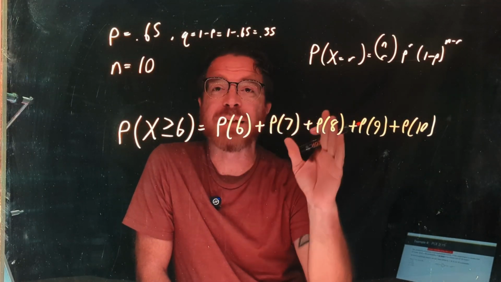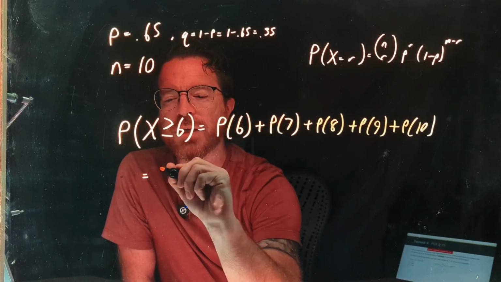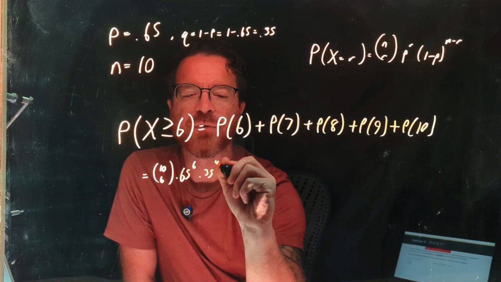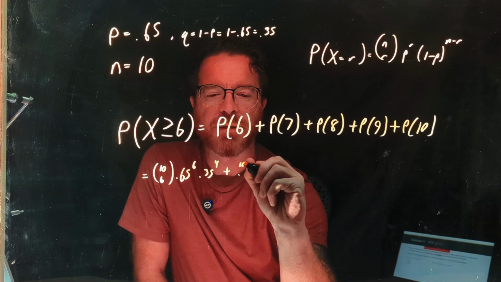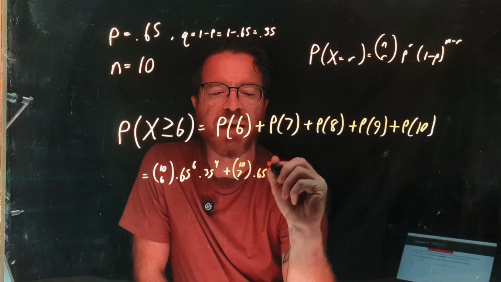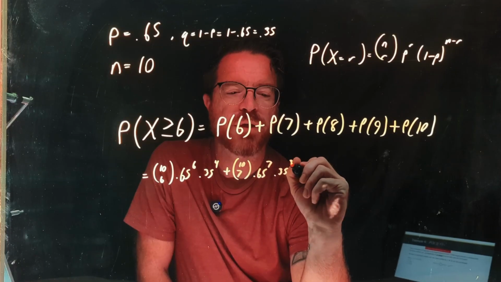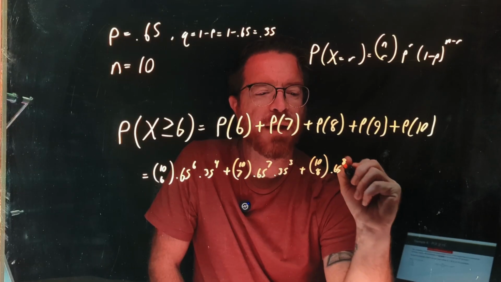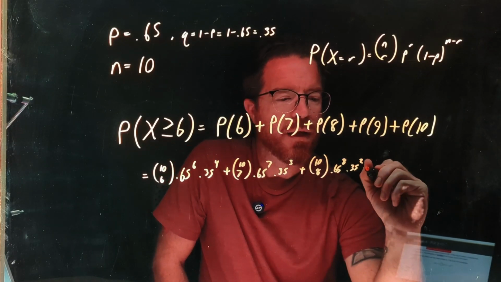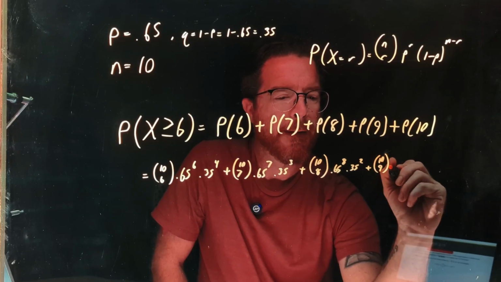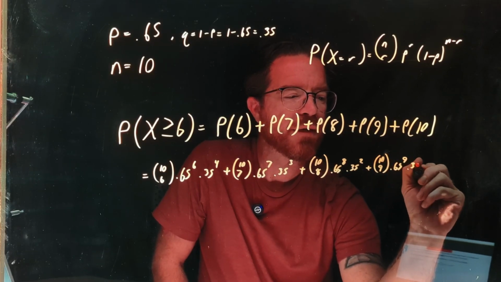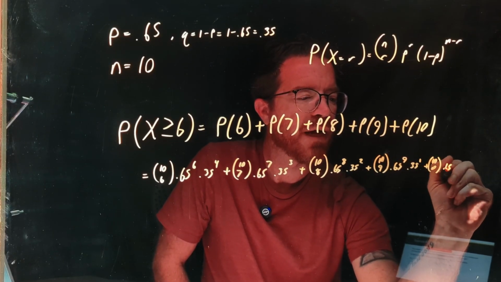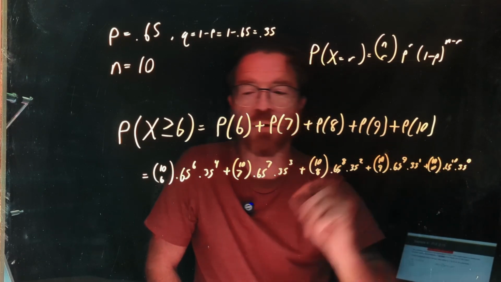And then we're going to set this up exactly the same way, but we're going to do it for each of these. So the first one is going to be 10 choose 6, 0.65 to the 6th power, 0.35 to the 4th power, plus 10 choose 7, 0.65 to the 7th power, 0.35 to the 3rd power, plus 10 choose 8, 0.65 to the 8th power, 0.35 squared, plus 10 choose 9, 0.65 to the 9th, 0.35 to the 1st power, and then plus 10 choose 10, 0.65 to the 10th power, 0.35 to the 0 power.